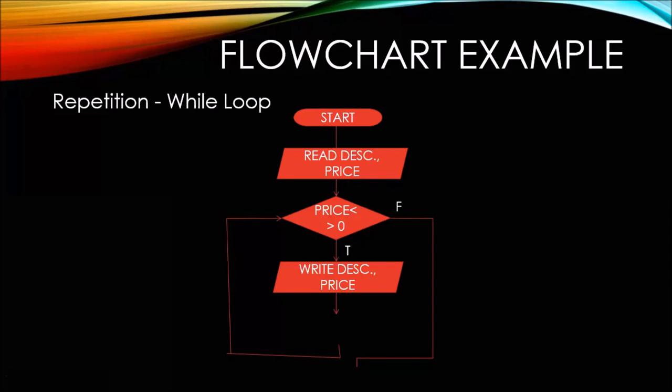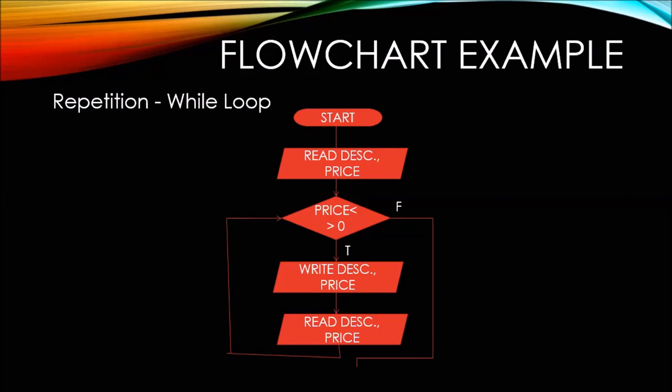You're going to write description and price. So we are outputting the price list here. Good. So we're going to ask the user again to enter the information so that it will continue to loop. So here, if you look at the diagram, from read description and price now, we have an arrow pointing back to our condition. Notice there's no connector here.